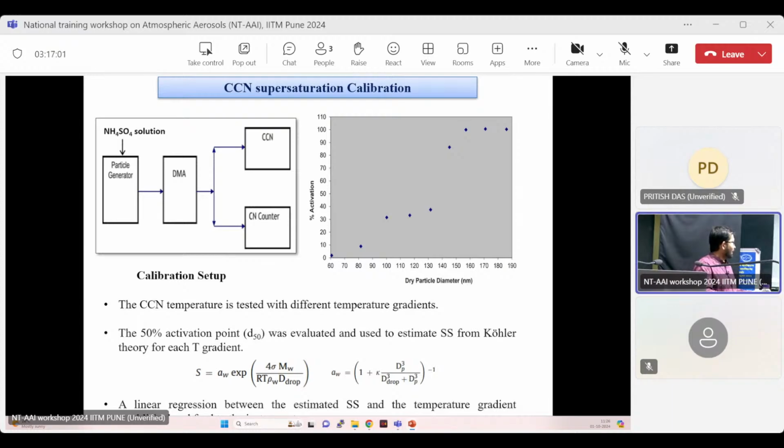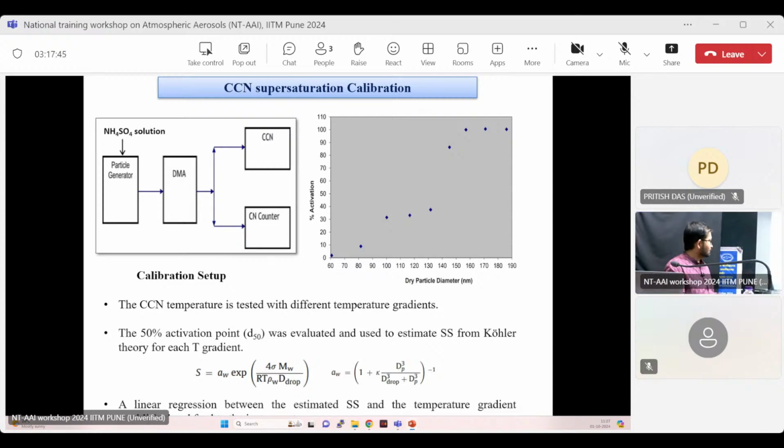We will be scanning with different sizes. This is, suppose, for 0.3%, and we'll be doing it for different temperature gradients. From there, we can calculate the D50. D50 is defined as the diameter where you have 50% activation. Because there is no line, it's very difficult to imagine, but the D50 here is basically around 140 nanometer if you make a line of it. So your D50 will be dP here.